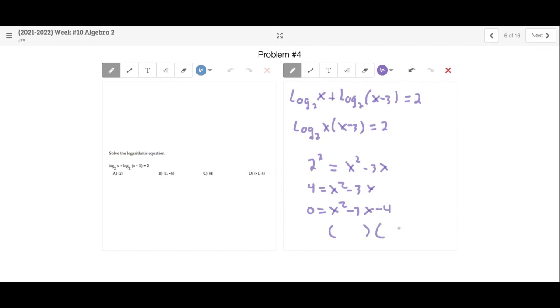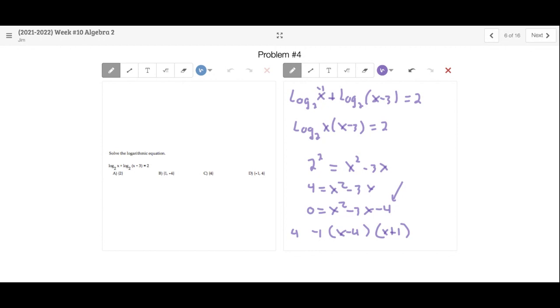I'm going to factor. What two numbers multiply to give me negative 4, but add up to negative 3? x minus 4, x plus 1. So what are my solutions? Positive 4, negative 1. Now, if I put negative 1 back in there, negative 1 is not a solution, is it?